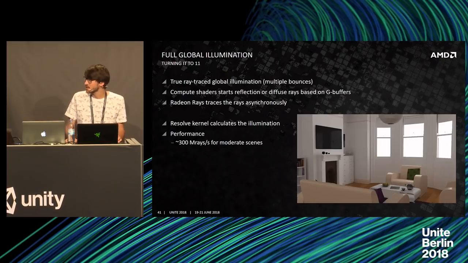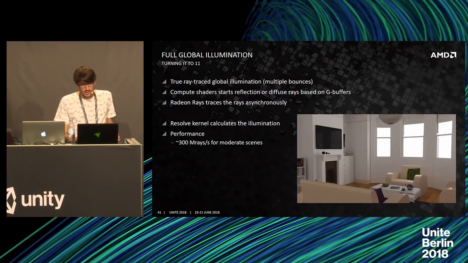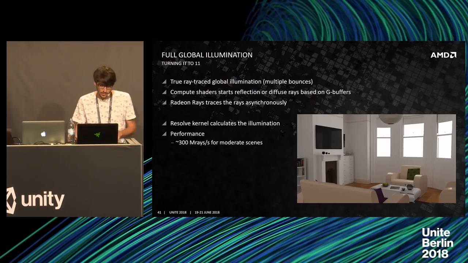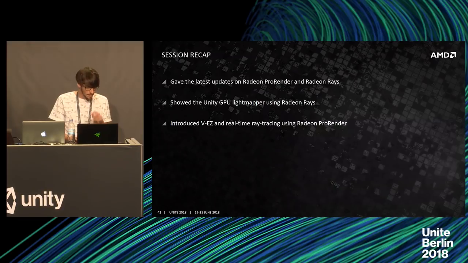Finally, if that's not enough for you, you can go full GI. This again starts from your G-buffer, so this is still hybrid rendering, but this time on the ray tracing side, we solve the full light transport equations and give you the final unbiased results. Here we see the lowest performance because when you start to deal with diffuse GI, these are the most expensive rays. They are fully divergent and you cannot early terminate them. So about 300 million rays per second. And that's the end for that section.